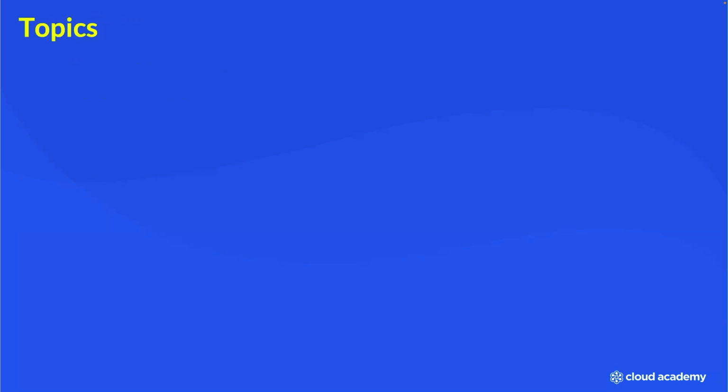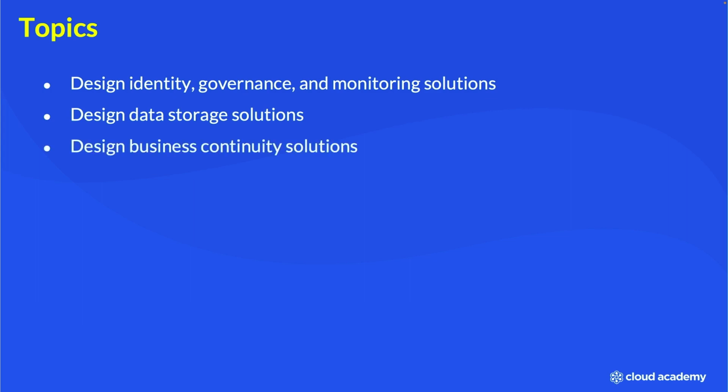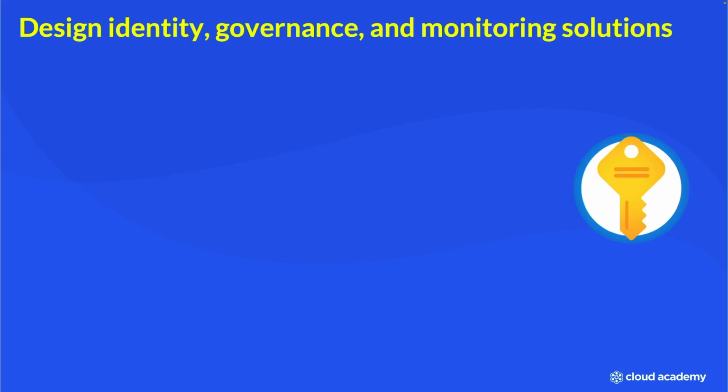All right, moving on to what the topics are on the exam. So there are 4 sections in the exam guide. The first is design identity, governance, and monitoring solutions. Then there's design data storage solutions, design business continuity solutions, and design infrastructure solutions. Now I'll go through each one of these 4 sections in a little bit more detail.